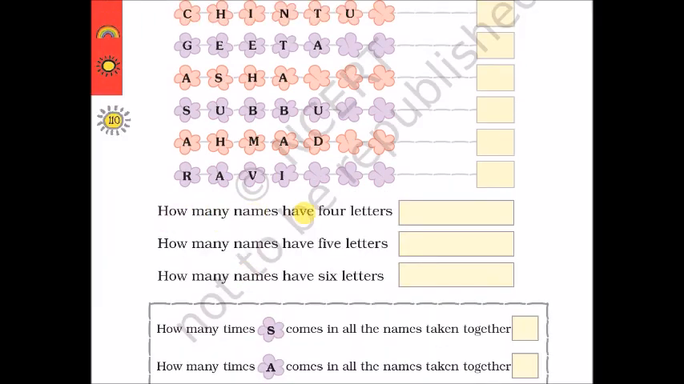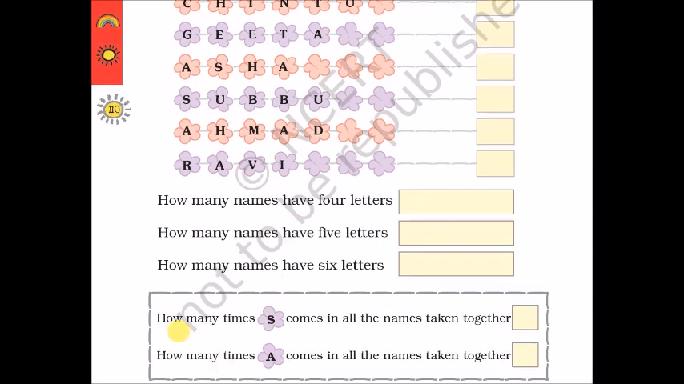How many names have 4 letters? कितने सारे नाम हैं जिनकी लेटर 4 है, तो हमें उसे काउंट करना है और लिखना है. किसमें 5 लेटर्स हैं, कितने सारे में, एंड 6 लेटर्स.